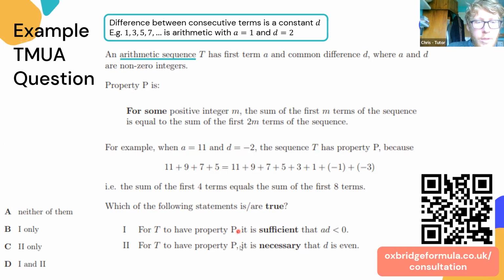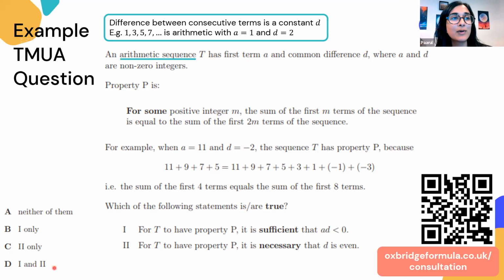And then we're given 2 statements and asked which of them are true. Statement 1 is for sequence T to have property P, it's a sufficient condition that A times D is less than 0. And statement 2 is for sequence T to have the property P, it's a necessary condition that D is even. Our 4 options are: neither of those is true, only statement 1 is true, only statement 2 is true, or both of them are true.